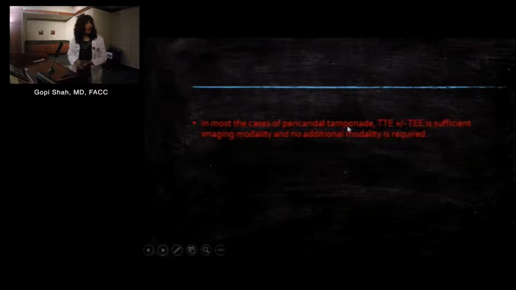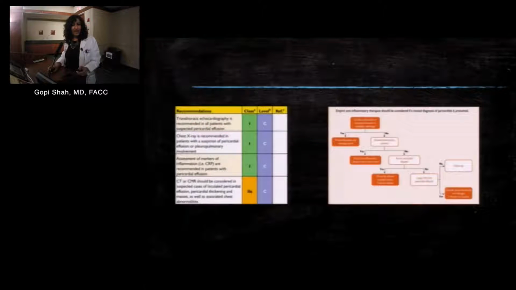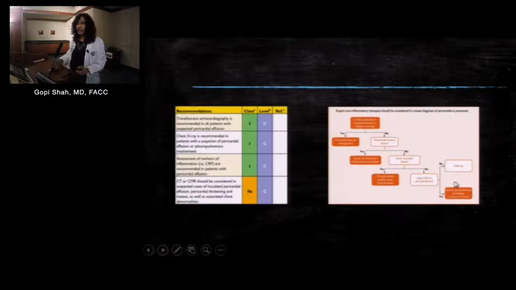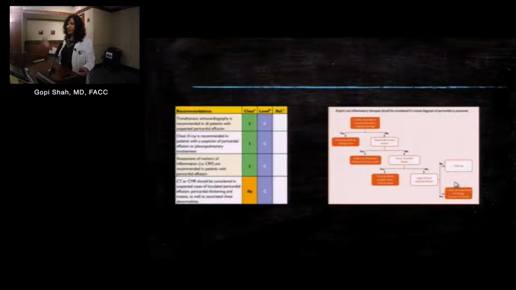So in most cases of pericardial tamponade, transthoracic echo in FICUT is a sufficient imaging modality, and no additional modality is required. And again, in the ESC, they have raised the issue of, if you have a large pericardial effusion, obviously you're going to go in for pericardiocentesis. But if it's small, you're not going to do anything. Does every moderate to large pericardial effusion need to be tapped or treated? That is a question that has not yet been answered. So do you leave it alone is the question.